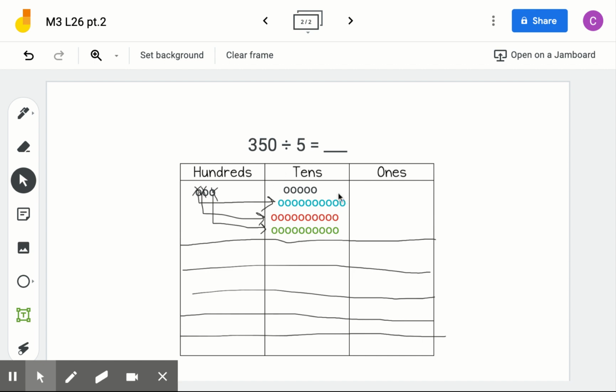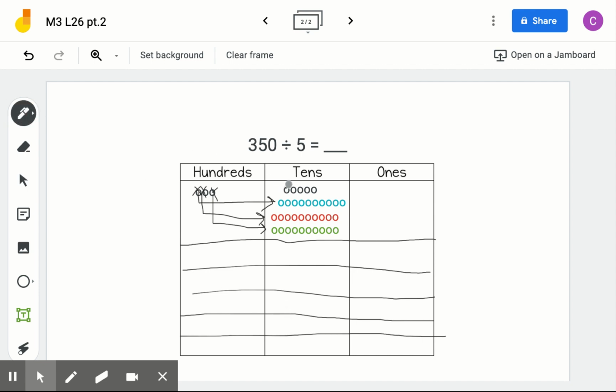So now my tens column has changed. I have 10, 20, 30, 31, 32, 33, 34, 35 tens. 35 tens is the same as 3 hundreds and 5 tens. But now I have enough discs to divide into 5 equal groups. So that's what I'm going to do.